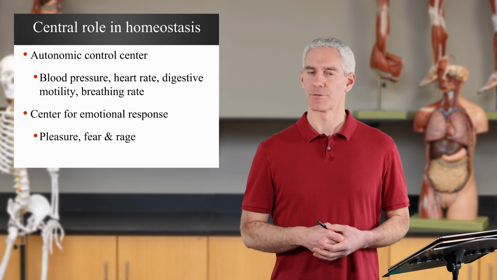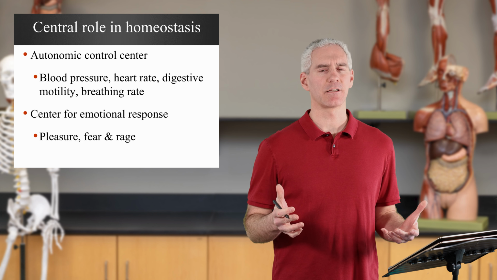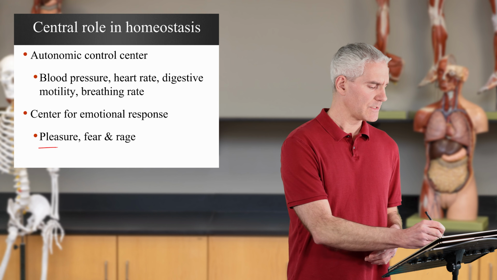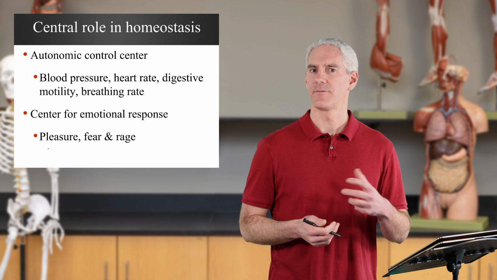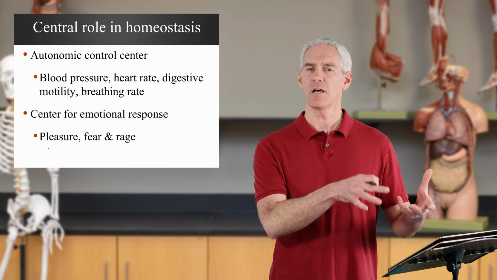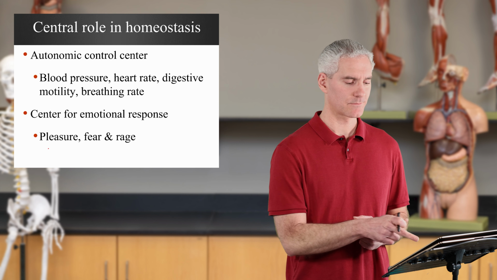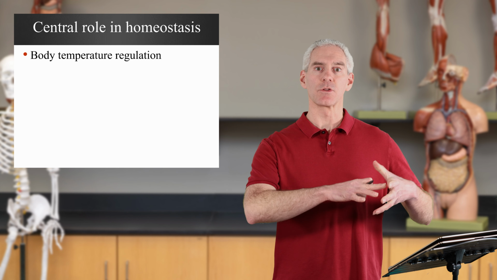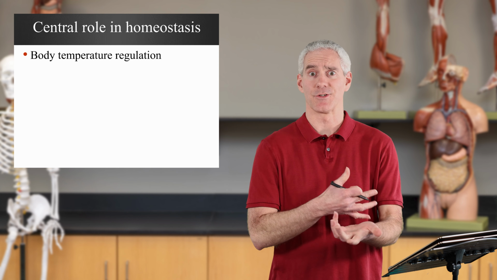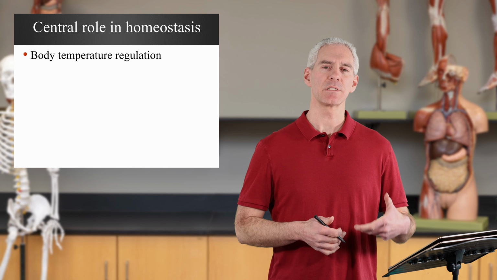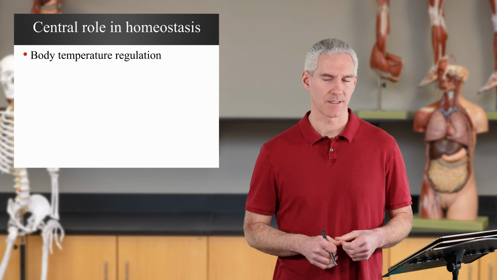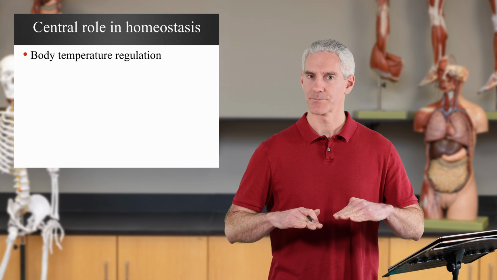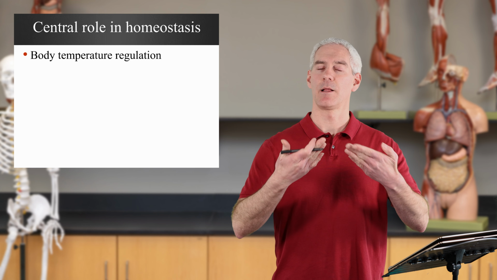You also have some emotional response here. Now, it's not every single emotion, but you're noticing pleasure, fear, rage. Now, those three are being centered off of the hypothalamus. So we have some emotional responses coming from the hypothalamus. Body temperature regulation. Now again, it's not exclusively the only place, because obviously you need your skin, the muscles, but it helps facilitate the homeostatic balance of your body temperature. If you get too warm, hypothalamus helps cool you down. If you get too cool, hypothalamus tries to help warm you up.